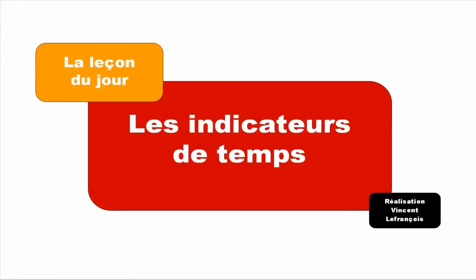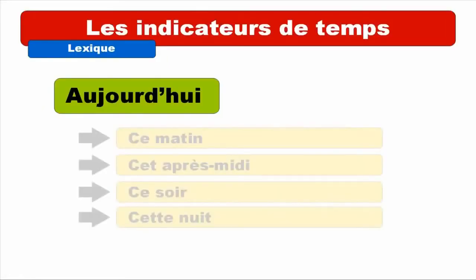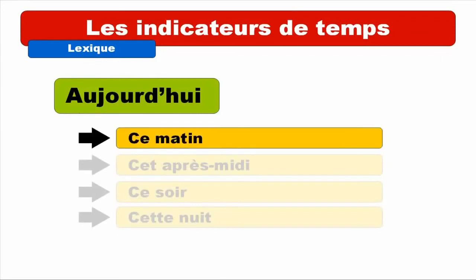So today we will see les indicateurs de temps. So quite useful, so let's start now. So aujourd'hui is today, so if you want to express something that will or that did or that does happen today, you've got these possibilities. So the first one is ce matin, this morning.